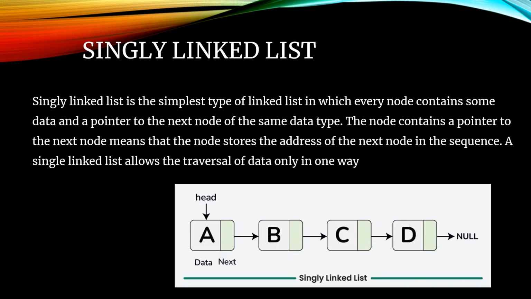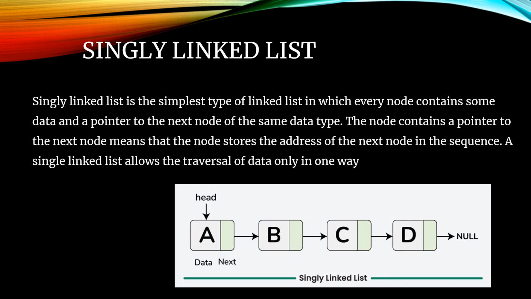A singly linked list is one of the most straightforward types of linked list. In this structure, each node has two main parts, the data it holds and a pointer to the next node in the sequence. The first node in the list is called the head, and the last node points to null, indicating the end of the list.